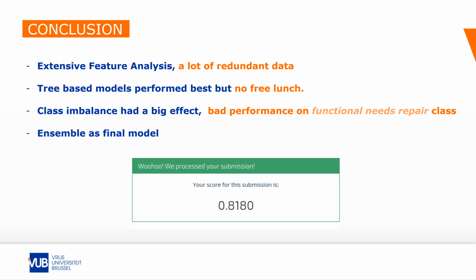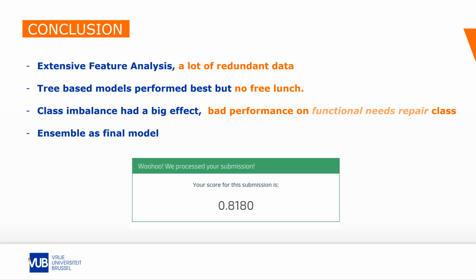I will end this presentation with a small conclusion. We did a very extensive feature analysis, as there was a lot of redundant data. Tree-based models outperformed all our other models in our project. But as the no free lunch theorem says, there is no single model which will always do better.